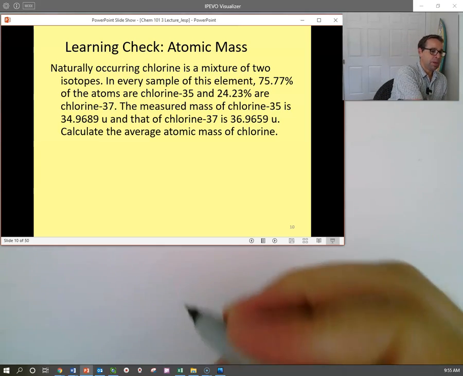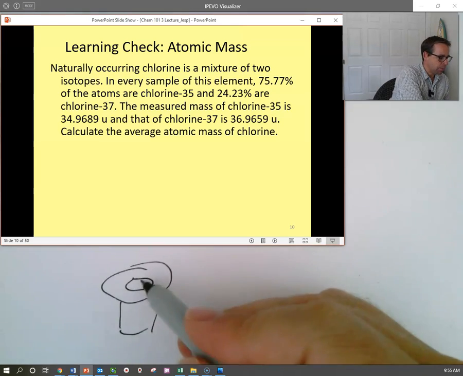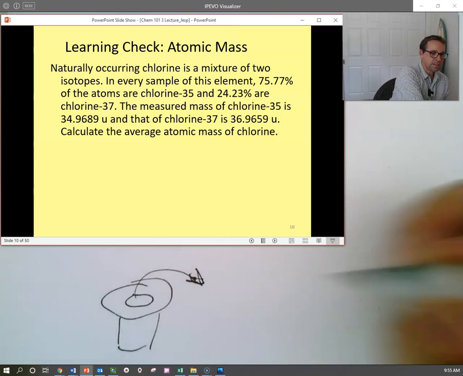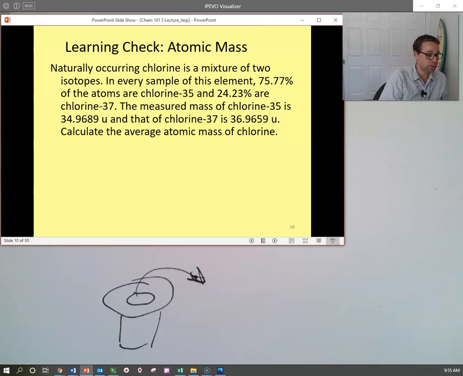So, somebody had a bag full or a hat full of chlorine atoms, right? And they were pulling them out one by one, and they were finding the masses of those chlorine atoms. And some were chlorine 35, which has a mass of 34.9689. And some were chlorine 37, which has a mass of 36.9659. 75.77 out of every 100 were 35. 24.23 were chlorine 37.